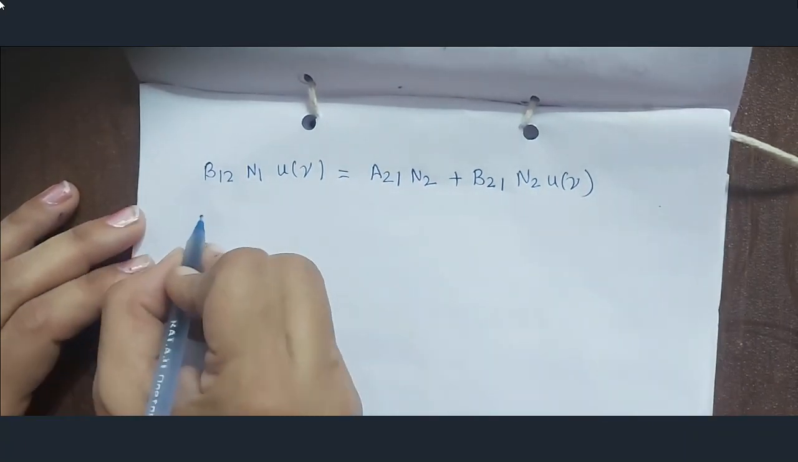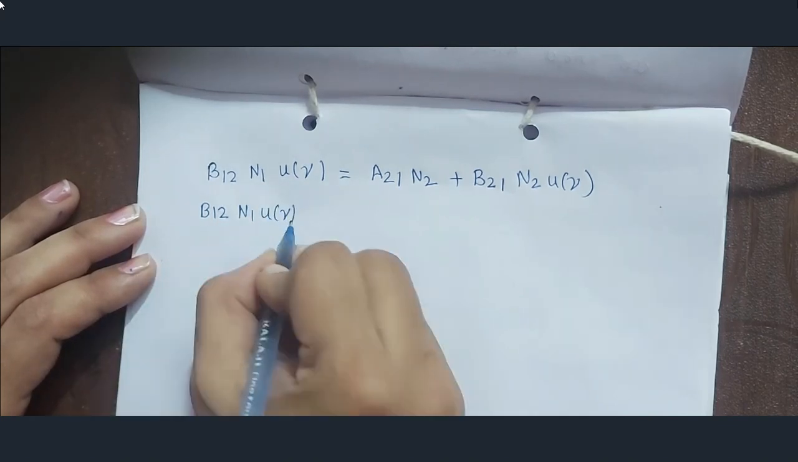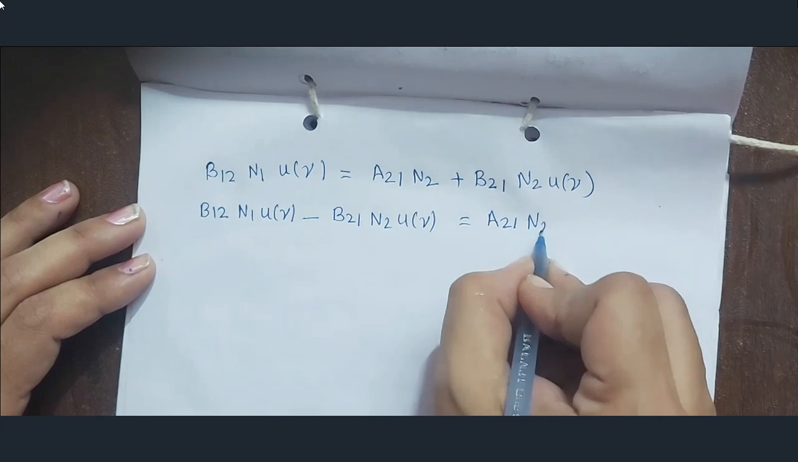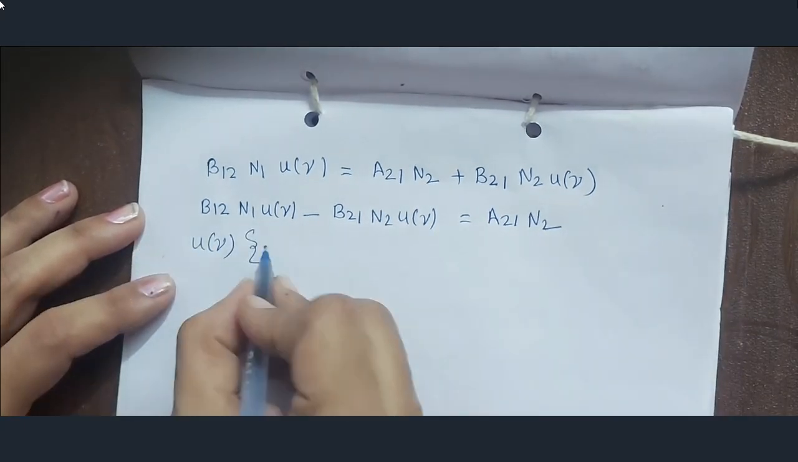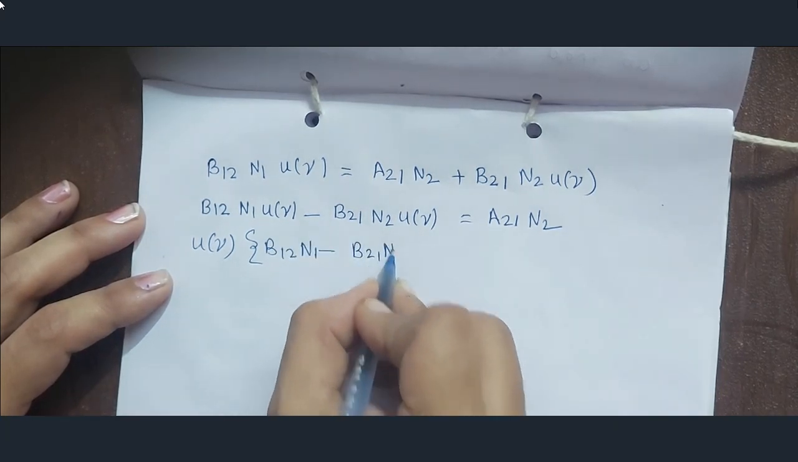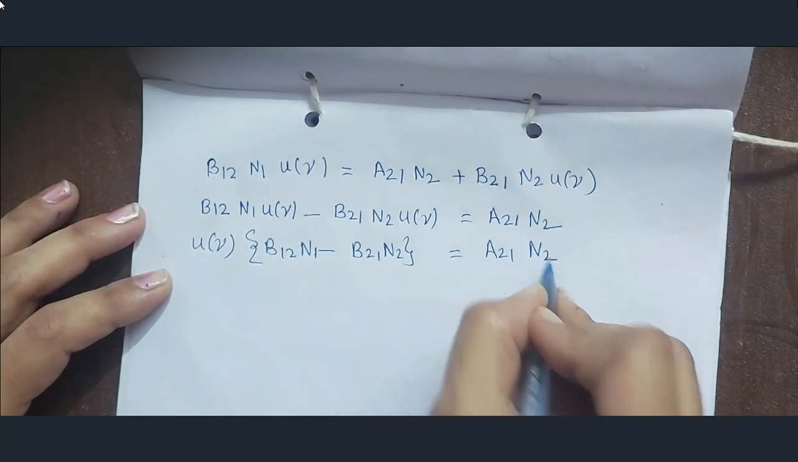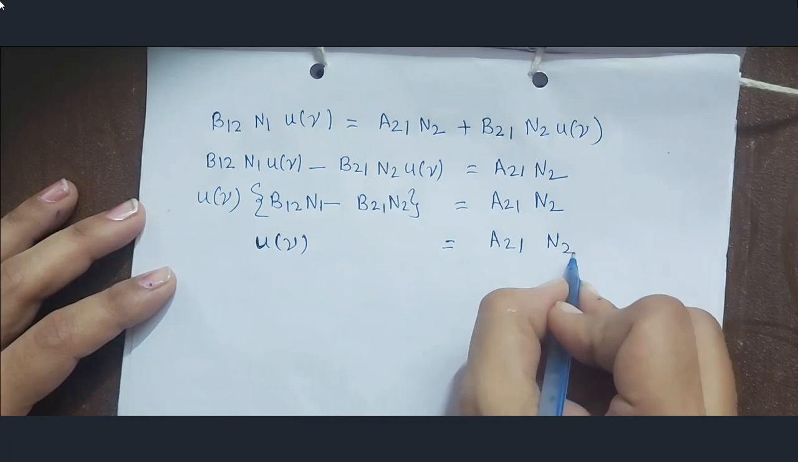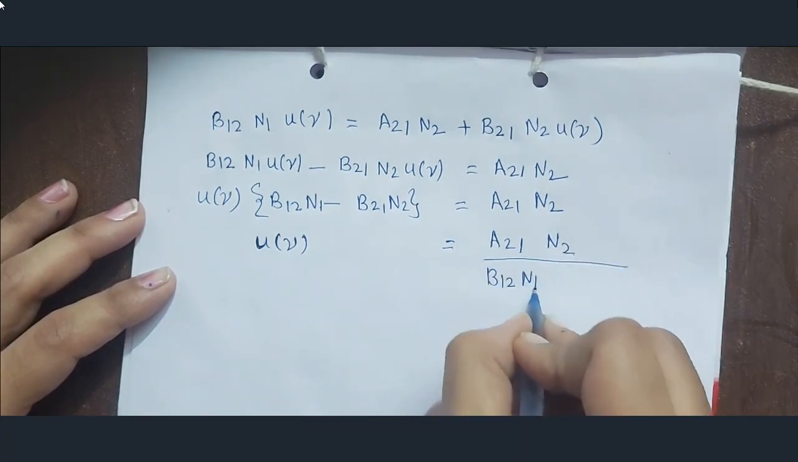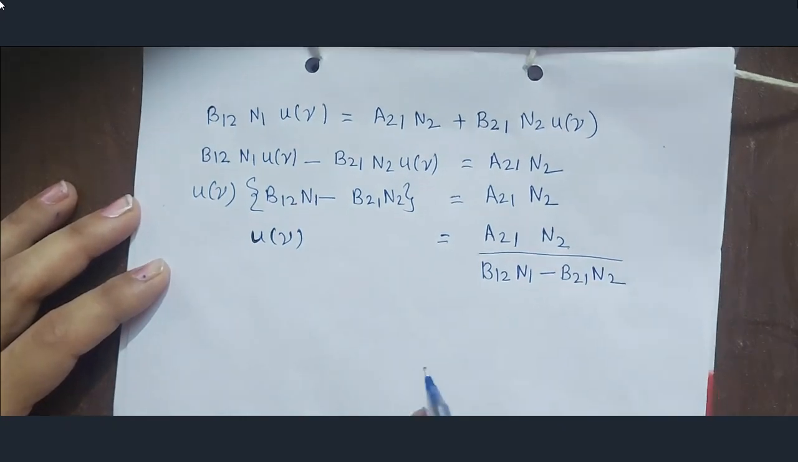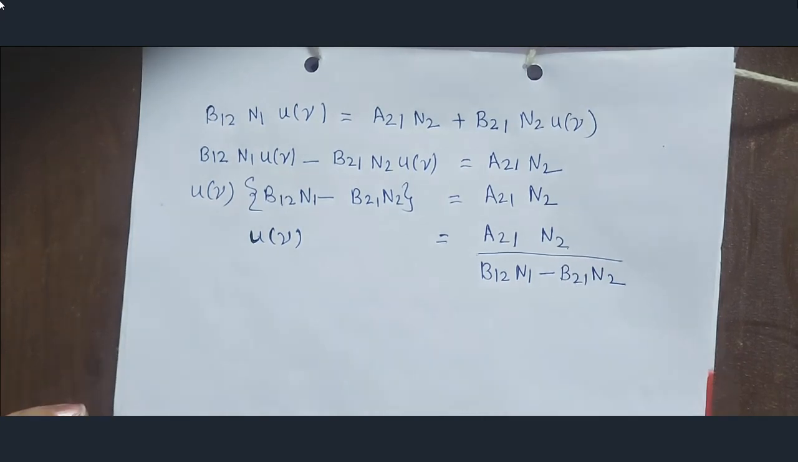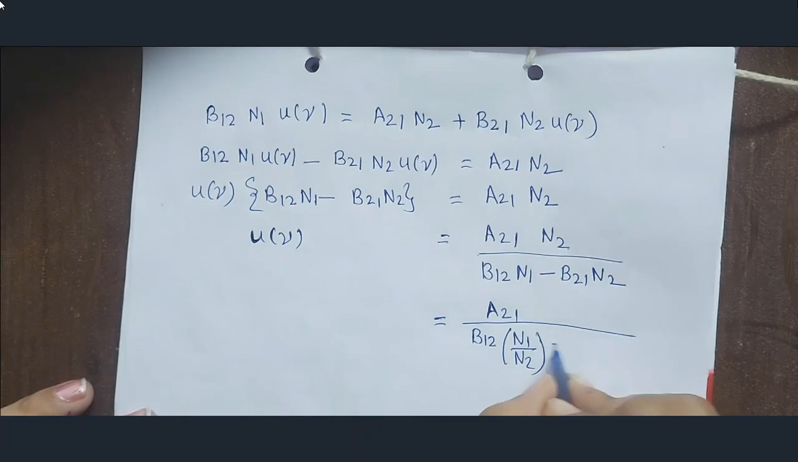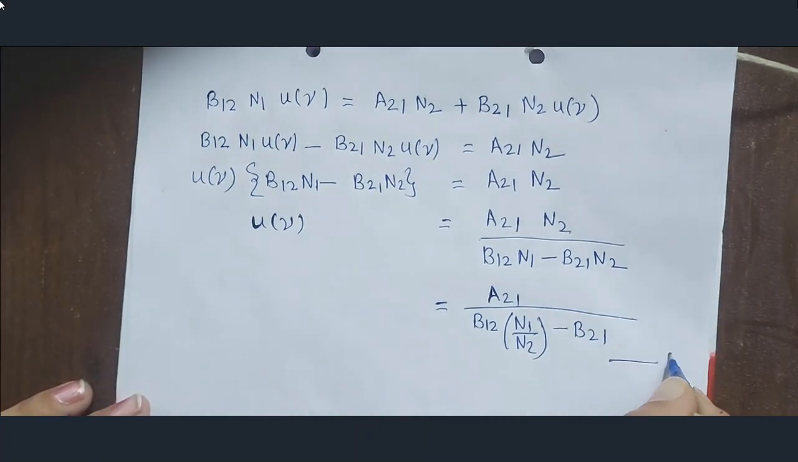Now we will take u of nu to this side. B12 N1 u of nu minus B21 N2 u of nu is equal to A21 N2. We will take u of nu common. u of nu times (B12 N1 minus B21 N2) is equal to A21 N2. So u of nu is equal to A21 N2 upon B12 N1 minus B21 N2. Now dividing numerator and denominator by N2, u of nu is A21 upon B12 N1 upon N2 minus B21. This is equation A.